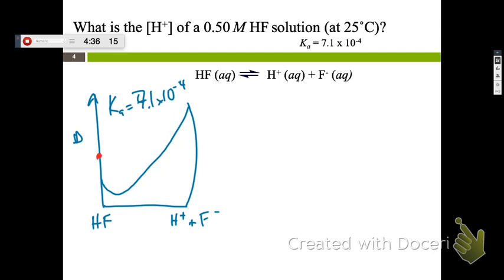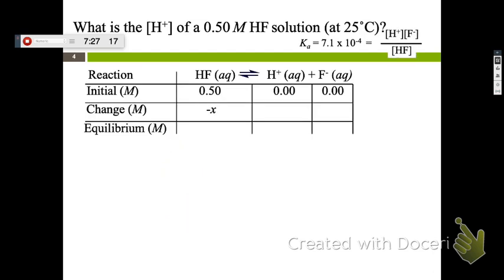So then what is x going to be on the right side? And what about under F minus? Is it always minus on the left and plus on the right? When you have a question like this, it is. When it says you're starting with all reactant, then yes. But a lot of times you're not starting with all reactant. You might start with a mixture of reactants and products.